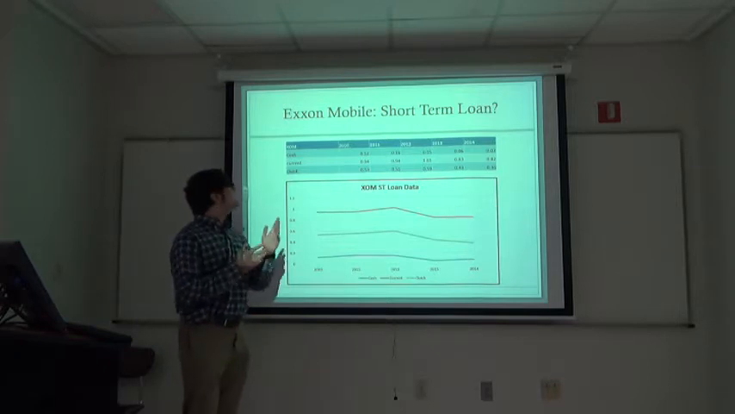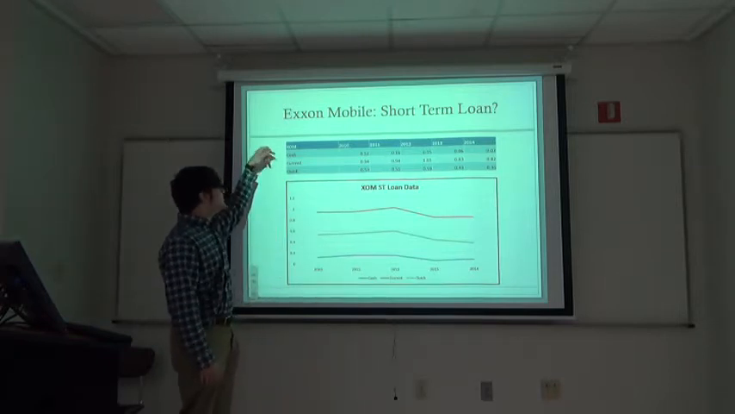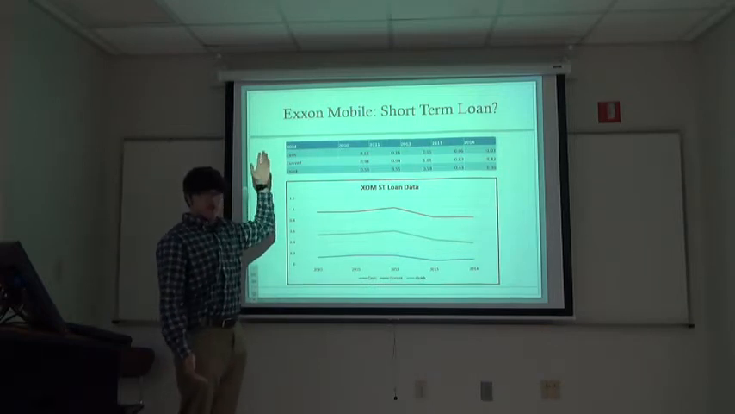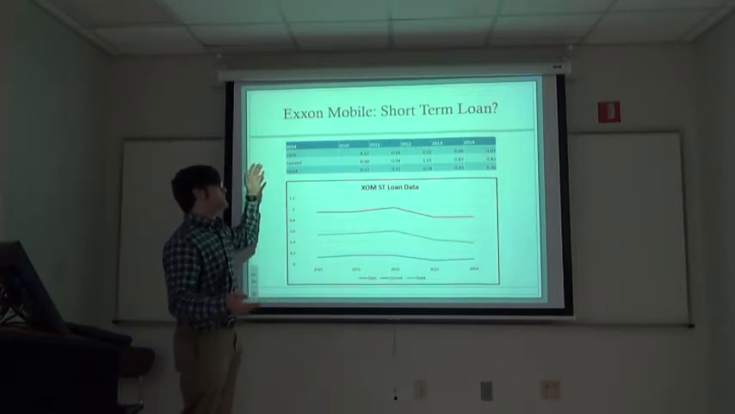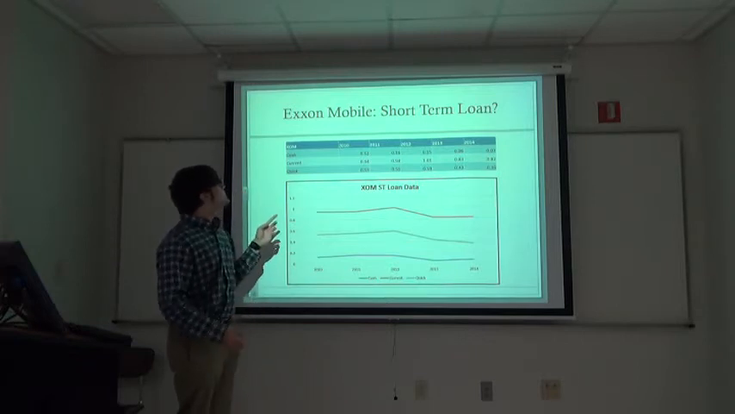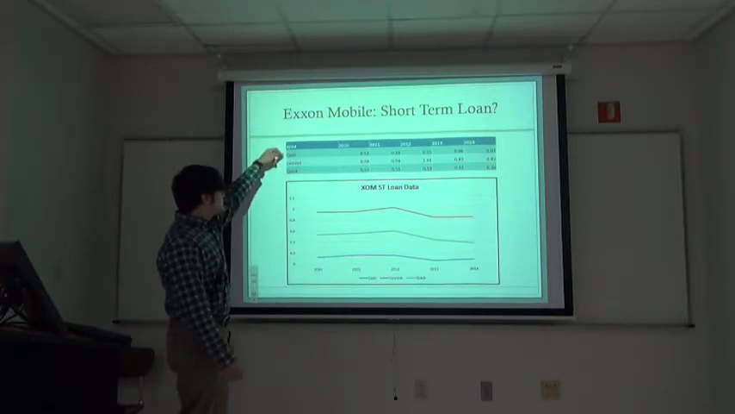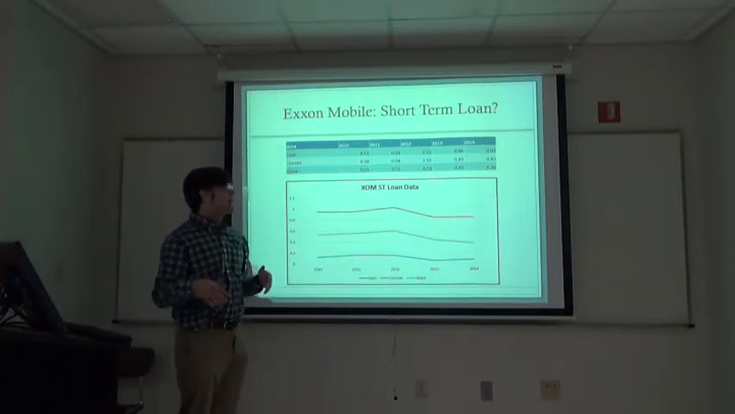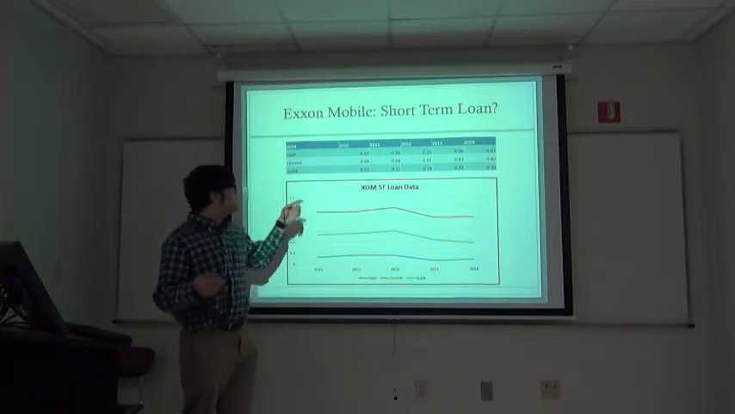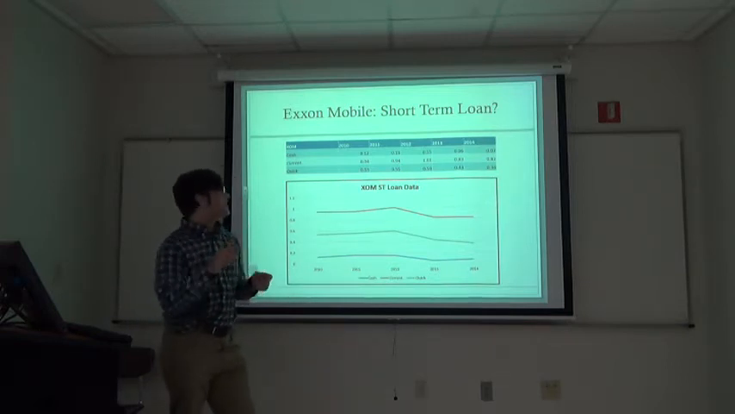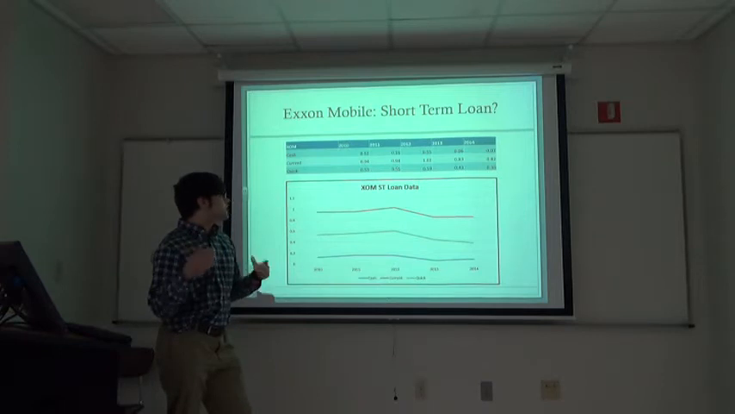We took 3 different ratios: cash, current, and quick. These 3 ratios were the best ones to determine how liquid each of these companies is. The first one we're going to analyze for a short-term loan is ExxonMobil. Now, cash ratio is cash over their entire assets. Current ratio is their current assets over their current liabilities, and quick ratio is all their current assets except for inventory, so it's current assets minus inventory over current liabilities.